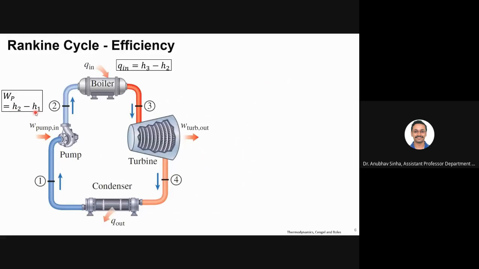Similarly, for a boiler, what is the heat input? Heat input is the difference in enthalpy, H3 minus H2. Now for the turbine, in a similar way, I can say the work done in the turbine is the difference between H3 minus H4. Okay, so for Q, I am taking H3 minus H2. For the turbine, I am taking H3 minus H4.